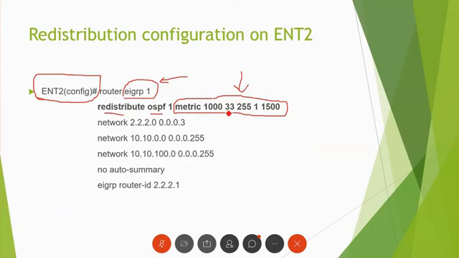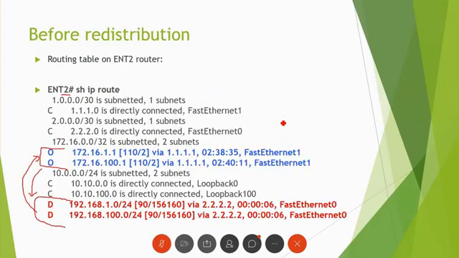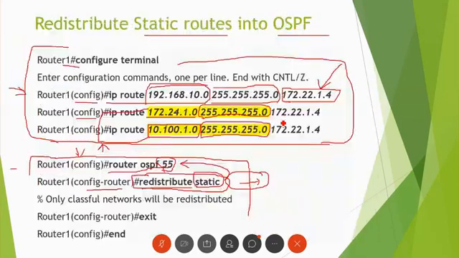So you may ask, what are these parameters? First one is bandwidth. Second one is delay. Third one is reliability. Fourth one is load. Fifth one is MTU. These are the 5 parameters. Remember, we had mentioned this earlier in one of our discussions.